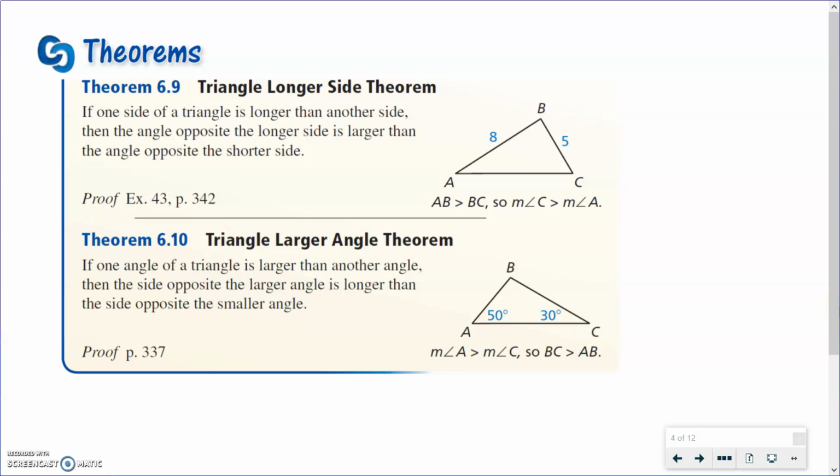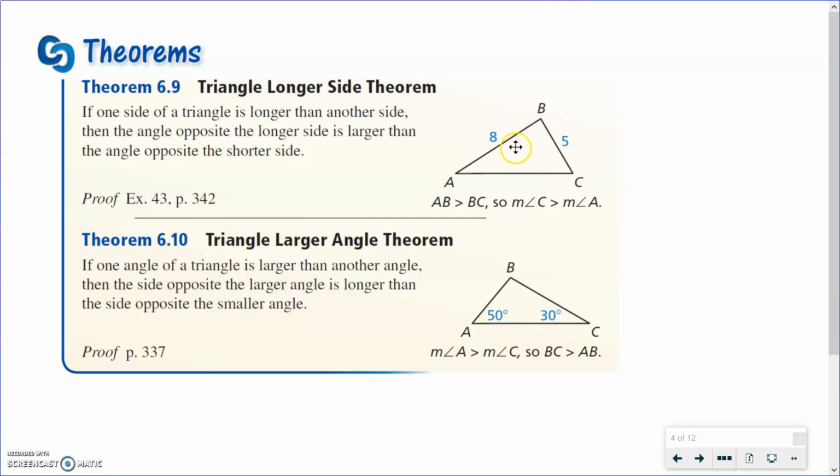Today we're going to look at inequalities in triangles. There's two theorems that we're going to start with, and it's the longer side theorem. It just means that if the angle is across from the longer side, it's going to be a bigger angle. So in this diagram here, we see that AB is 8 and BC is 5.